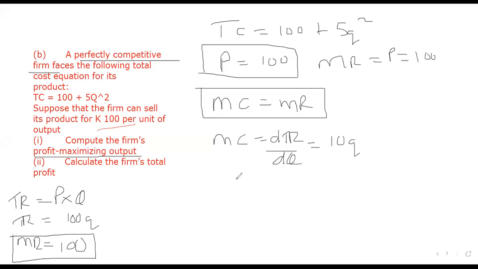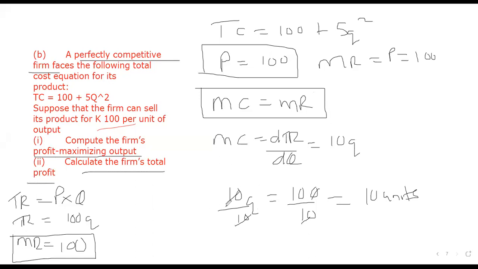So we're going to equate our marginal cost, which is 10Q, to our marginal revenue, which is 100. So when you divide both sides by 10, our quantity is the output, like I have mentioned. Quantity stands for output. So how many units will maximize profit? To maximize profit, we're going to have 10 units. Then they are asking us to calculate our total profit for the firm.